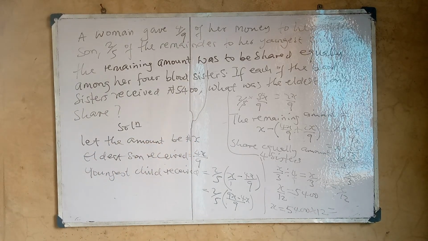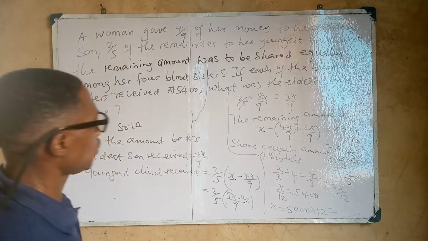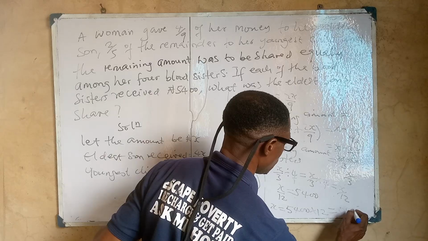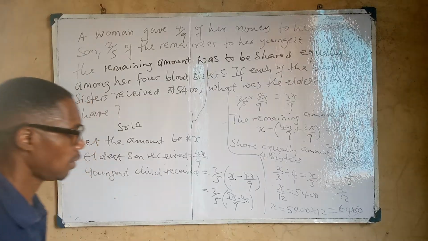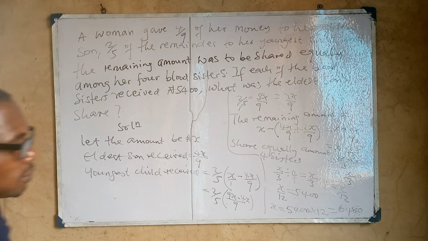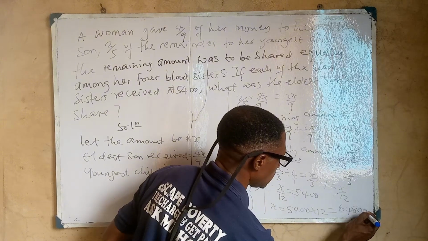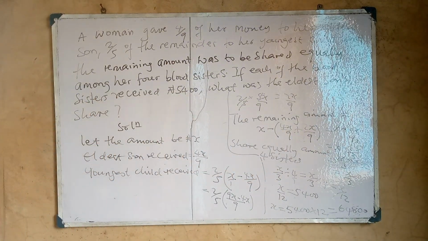If you multiply, you're going to have 648, yeah, correct, 648. 64,800. All right, it means that is the total amount of money that this person has.